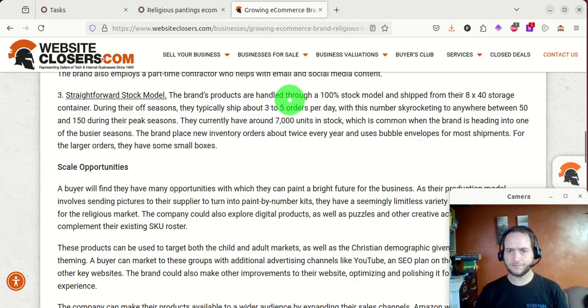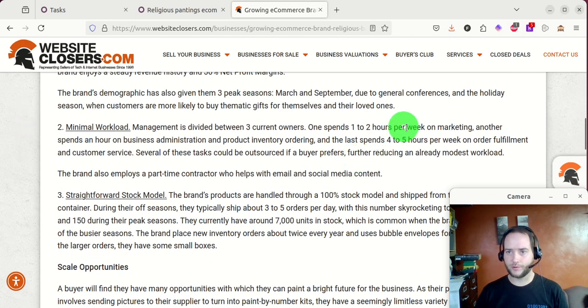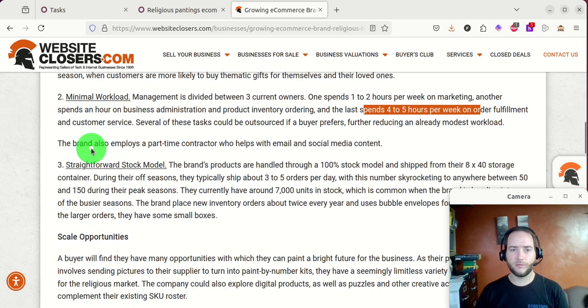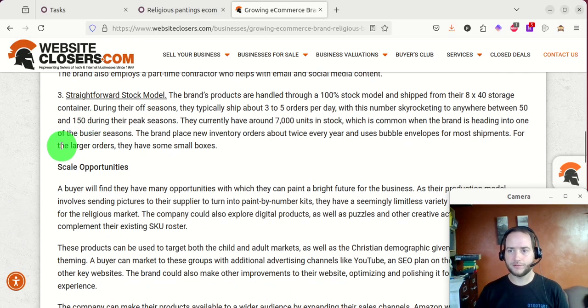And they're shipping about 3 to 5 orders a day. So I'm not sure how this, maybe that's the person that spends 4 hours a week on order fulfillment. So that's 4 hours not steady. That's 4 hours every day, not every day, but pieces of that every day. So you're going to have this like spazzy all the time doing something.